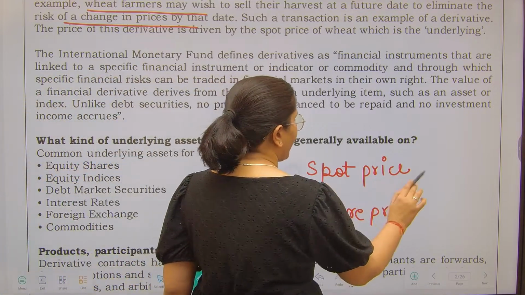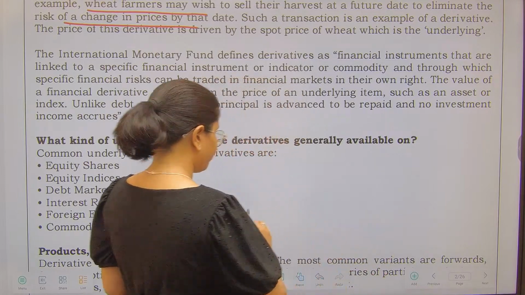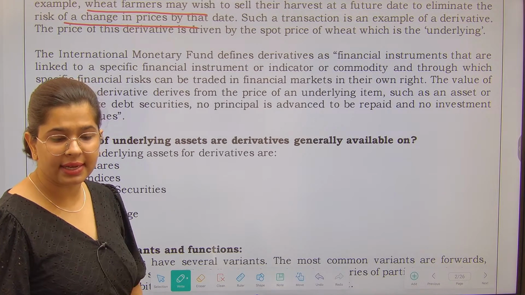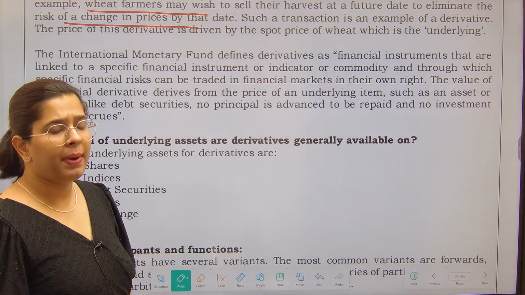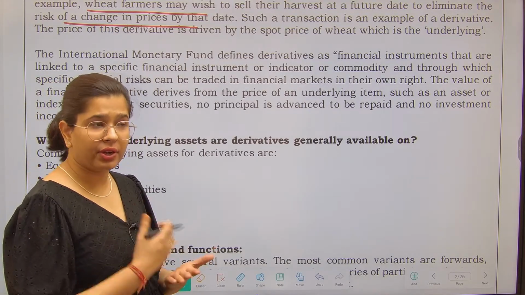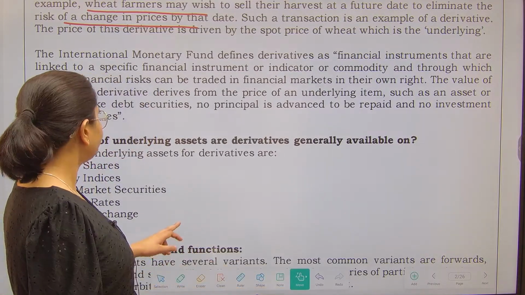And why do we enter into a derivative contract? Because we fear that there might be risk between the spot price and the derivatives price. हमें डर लगता है, being any party to the contract, we are fearful that in future the prices can reduce or prices can increase.